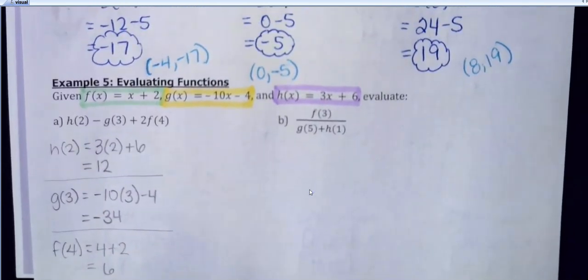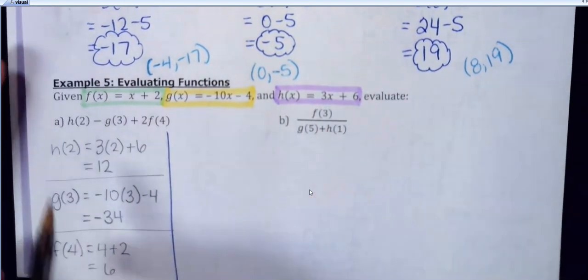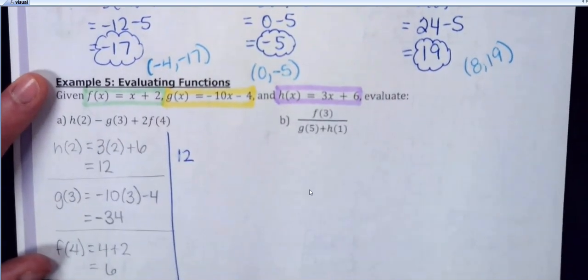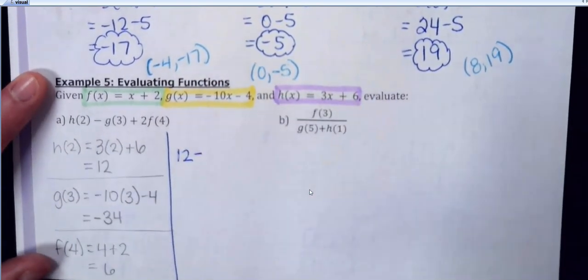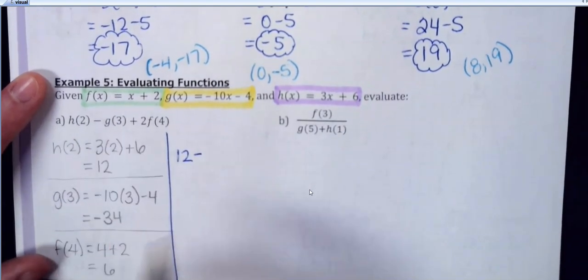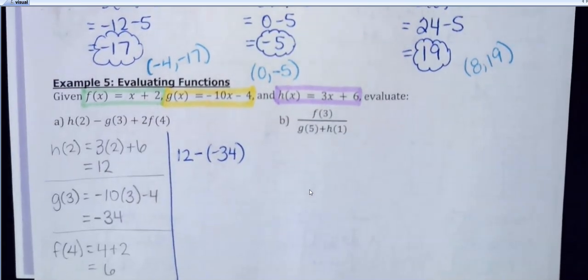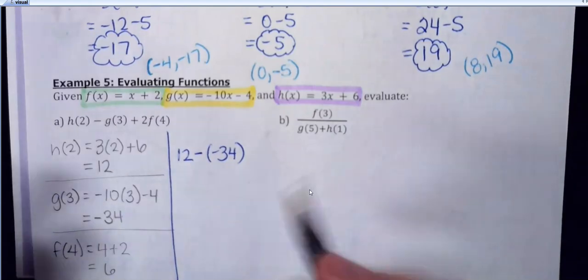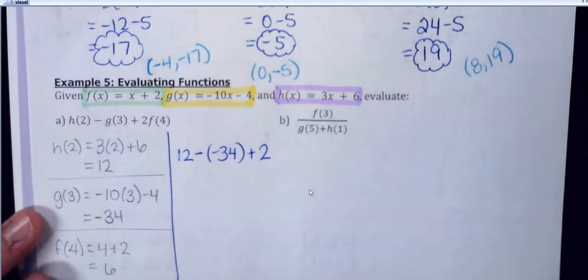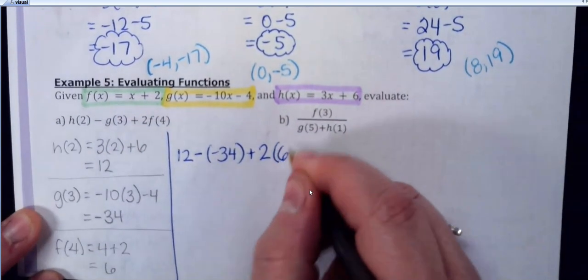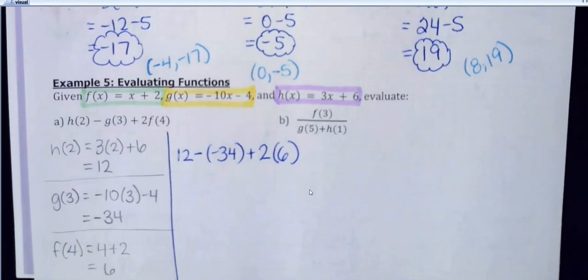Okay, now, what you do then, I would just go back and plug it in how the original problem's laid out. So it's h of 2, which is 12. So I'm just substituting these in. Minus, now this is tricky. When we did g of 3, it ended up being -34. So if I substitute that back in, it's going to give me minus a negative. So just be careful with that because that's actually going to turn into an addition problem. And then plus 2 times f of 4. F of 4 was 6.